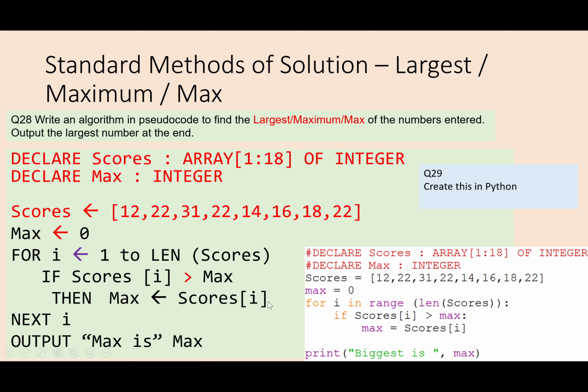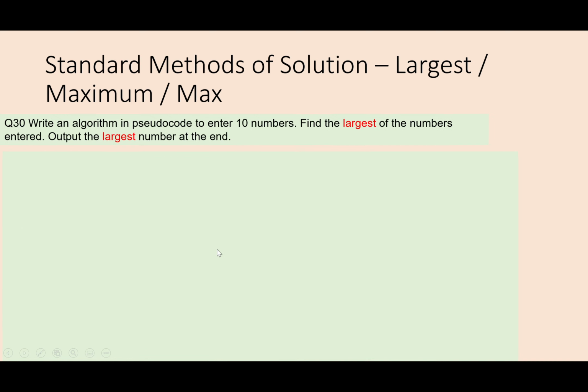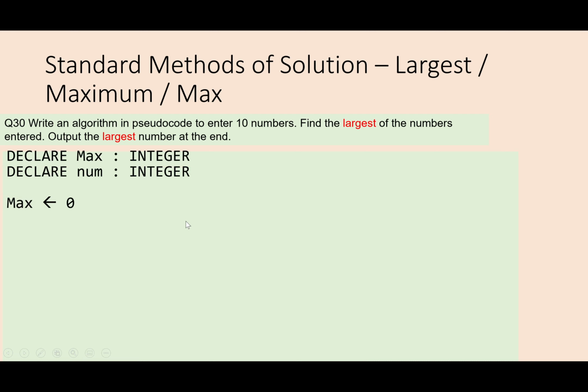Okay. Another variation on that: write an algorithm in pseudocode to enter 10 numbers and find the largest of the numbers entered, output the largest at the end. So this time we don't have an array, we're actually going to get the user to enter 10 numbers. Pause the video, have a go at finishing the pseudocode, and then come back and have a look.